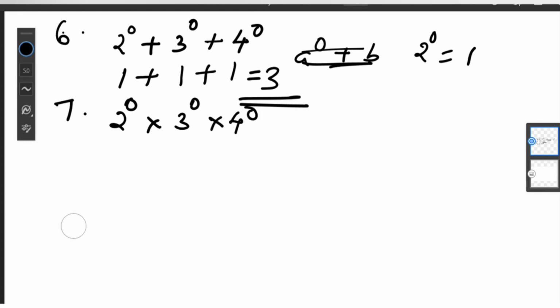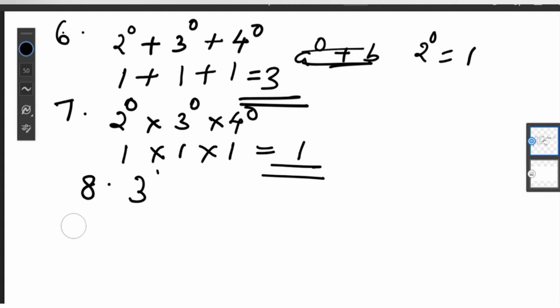Okay. Then seventh question, 2 to the power 0 into 3 to the power 0 into 4 to the power 0. In the previous question it is addition and here it is multiplication. So it will be different. 2 to the power 0, that was same, that is 1, into 3 to the power 0, 1, 4 to the power 0, 1. That is same, but in the above question we are doing the addition. Here we are doing the multiplication. So 1 multiplied 1 into 1, that is equal to 1.